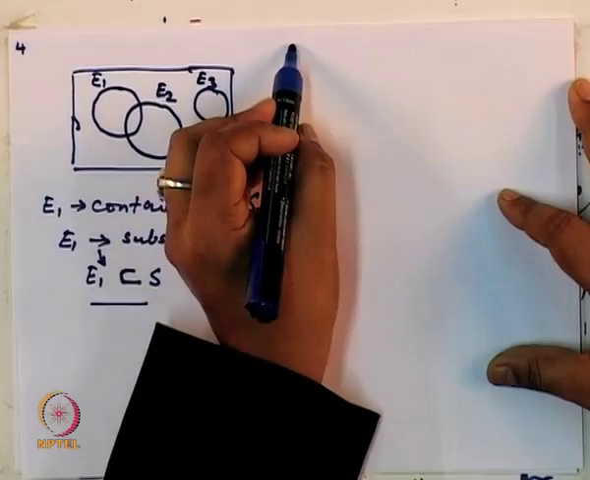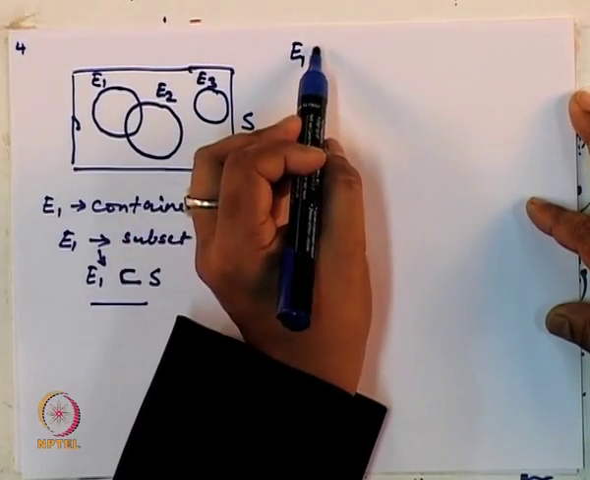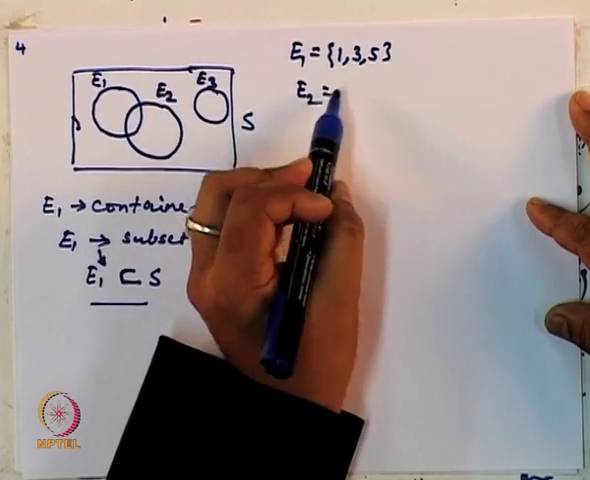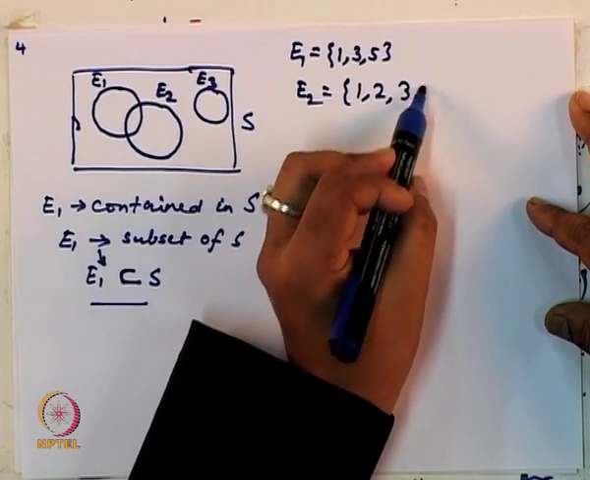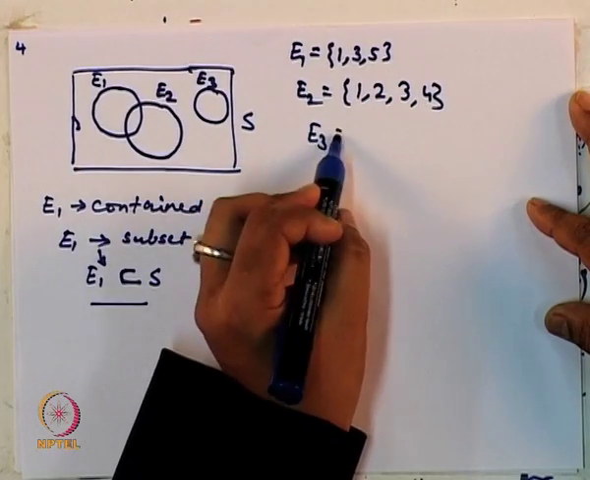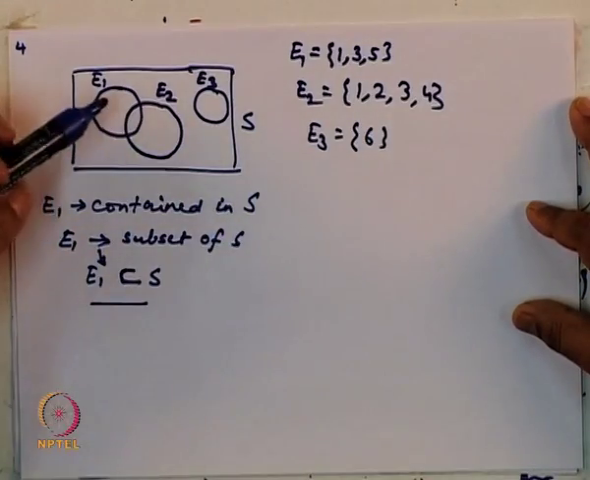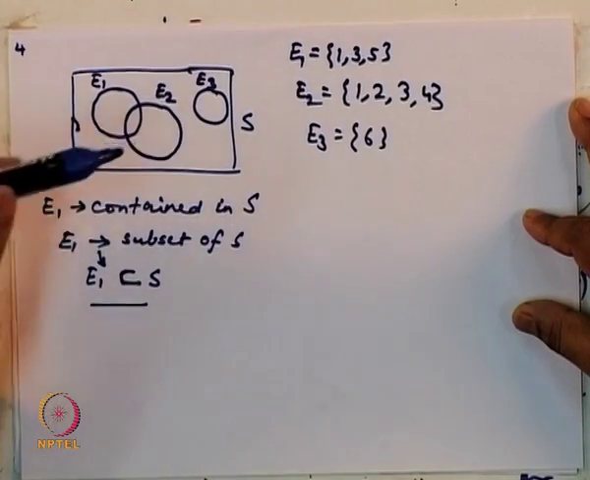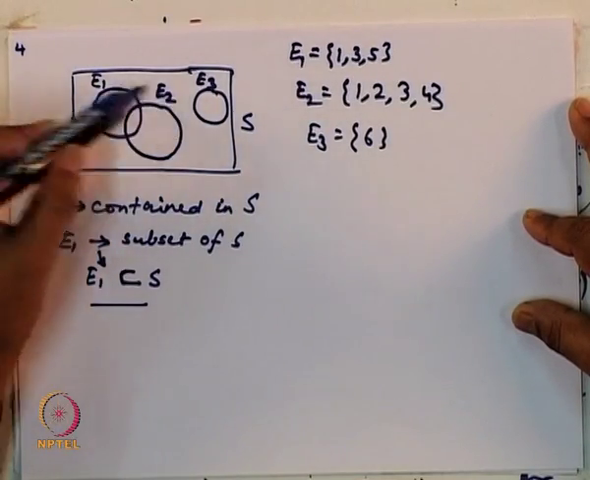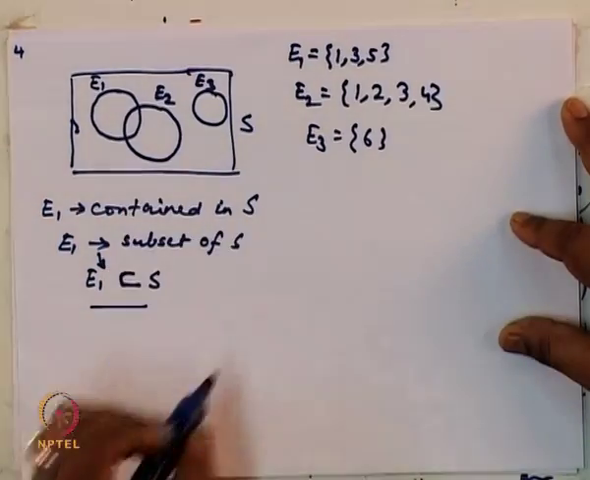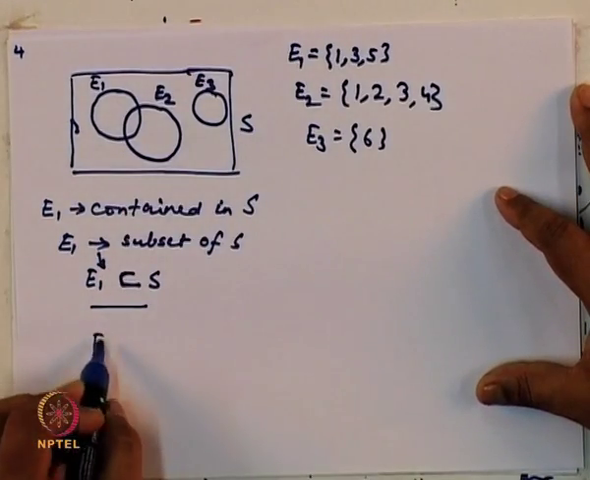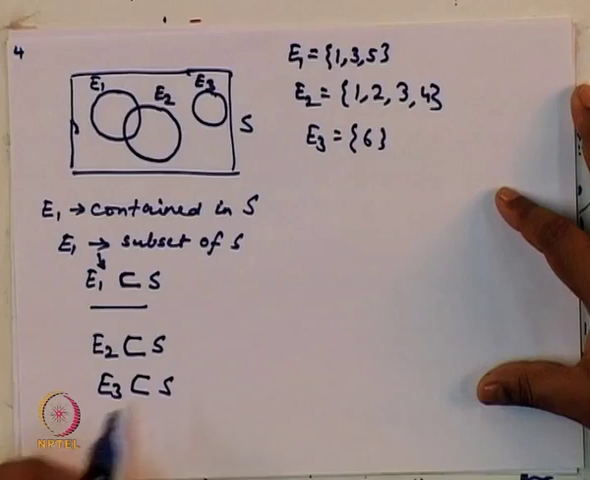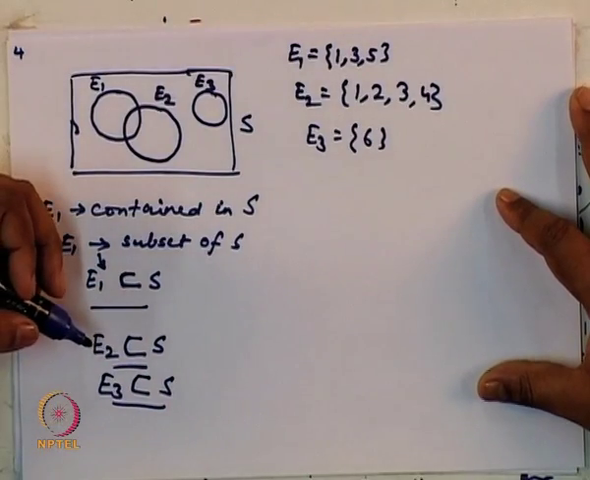Okay. So, what were my previous events in the case of rolling a die? E1 is 1, 3, 5 occurring, E2 is 1, 2, 3 or 4 occurring, and E3 is 6 occurring. Note the way I have drawn all of these events E1, E2 and E3: they are represented as circles within this rectangle, which means all these events fulfill this particular criteria. All are contained within the sample space.